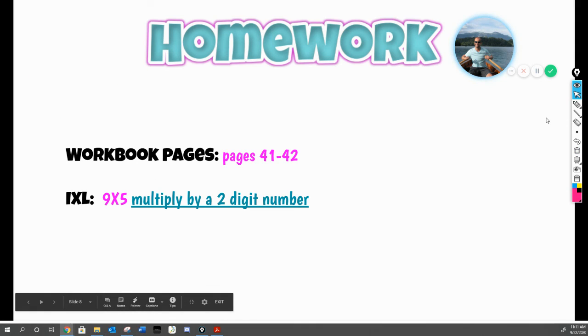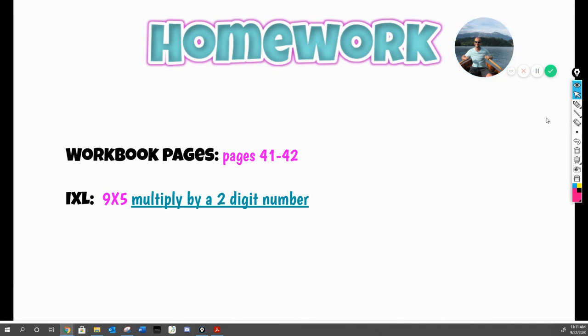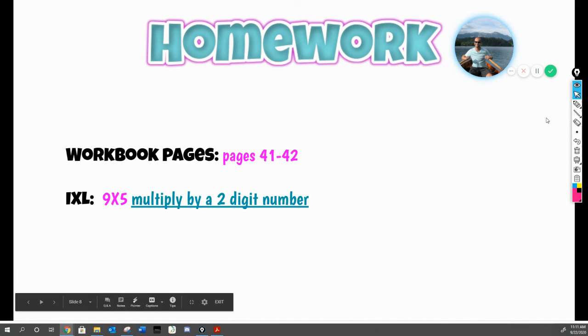Take a look. Workbook pages, these are probably the first 2 pages of the lesson. This is a partial lesson, so we'll finish up tomorrow. Double check with your teacher to see what your homework is, but do your workbook pages as assigned by them and IXL as well.